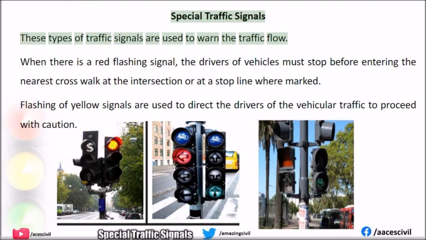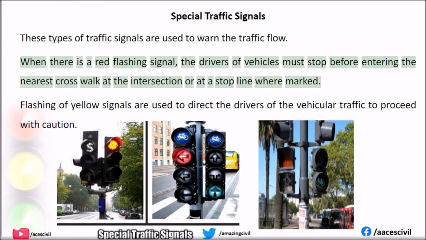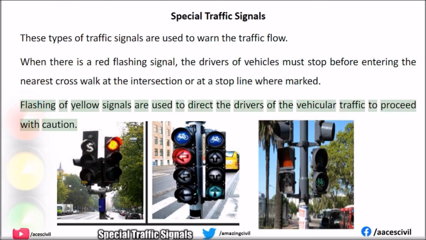Special traffic signals. These types of traffic signals are used to warn the traffic flow. When there is a red flashing signal, the drivers of vehicles must stop before entering the nearest crosswalk at the intersection or at a stop line where marked. Flashing of yellow signals is used to direct the drivers of vehicular traffic to proceed with caution.